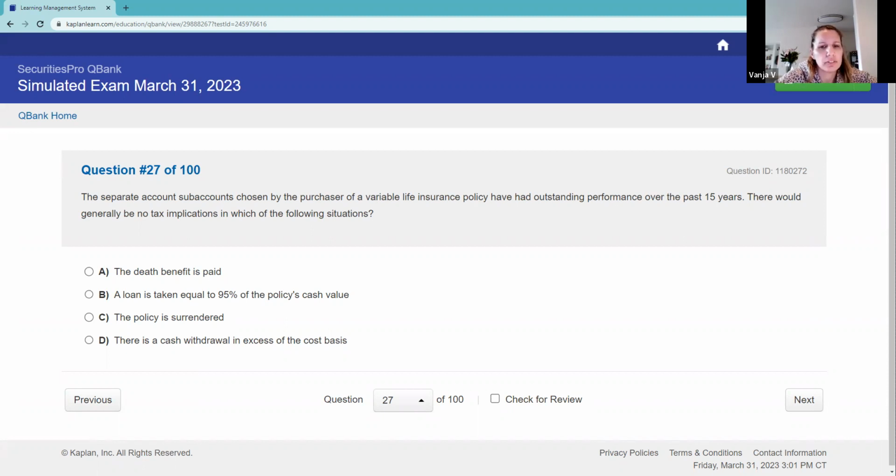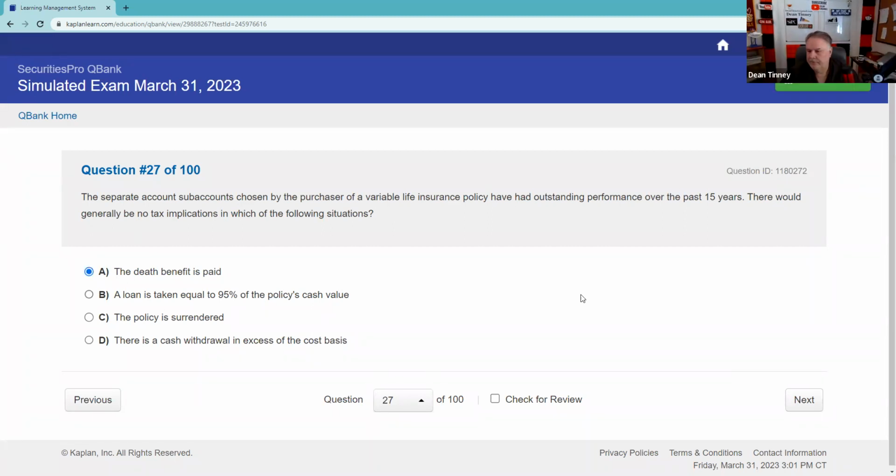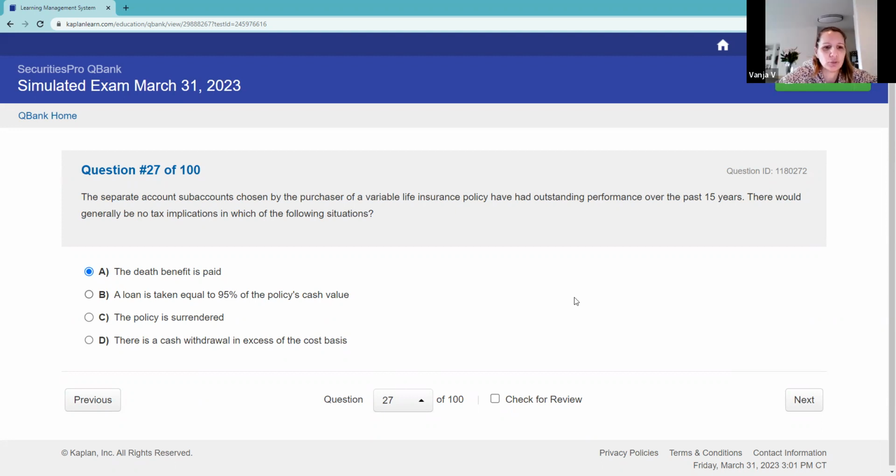The policy is surrendered. There's always something there. The death benefit is paid. Variable life has like a preset minimum death benefit. So let's go with an A, the death benefit is paid. No, there's no tax consequence if you borrow against your policy. Ah, so if you borrow against your policy, that's B, not taxable. So the answer was B.